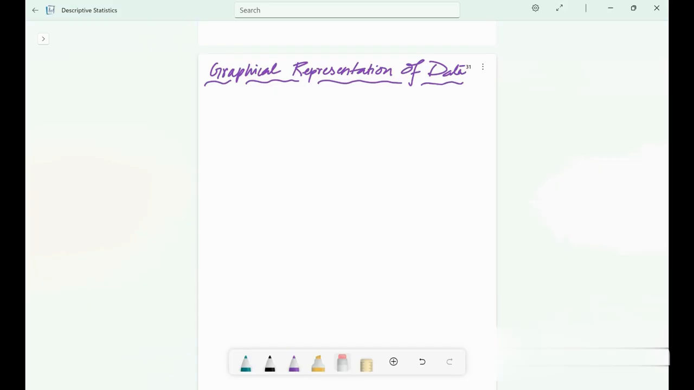Today we are going to study one of the most interesting and important parts of descriptive statistics, which is graphical representation of data. Graphs and charts make statistics more meaningful, right? Why? Because numbers alone can sometimes look boring or difficult to interpret. So let's dive in. First, we're going to start with the definition.